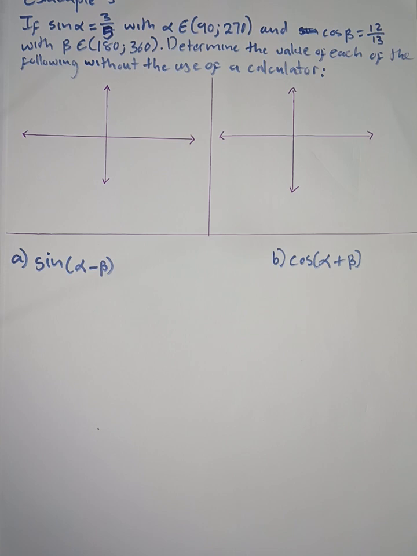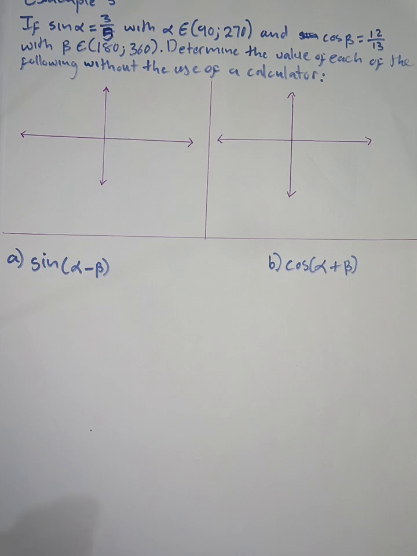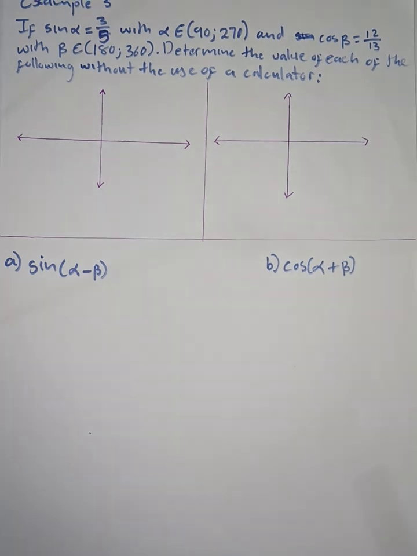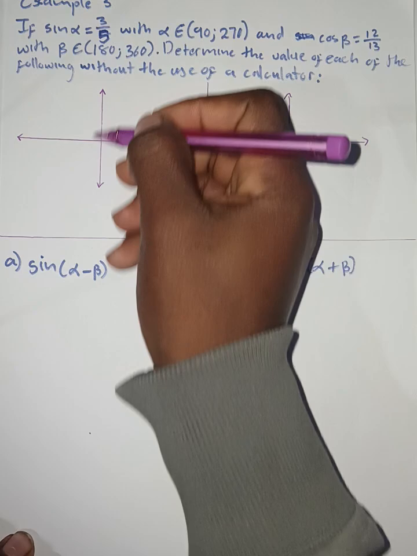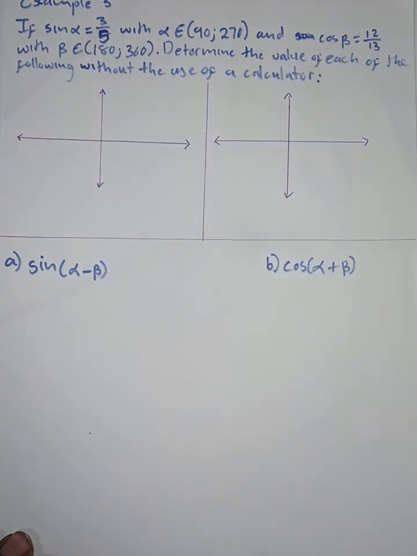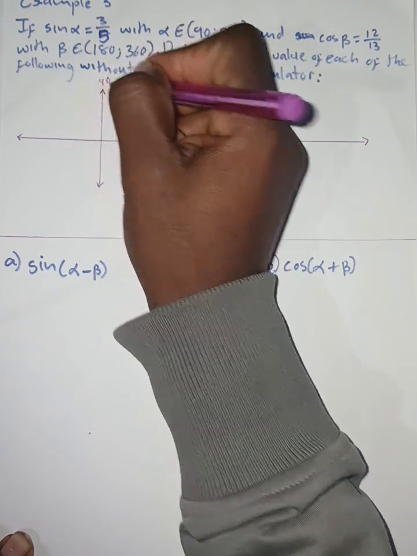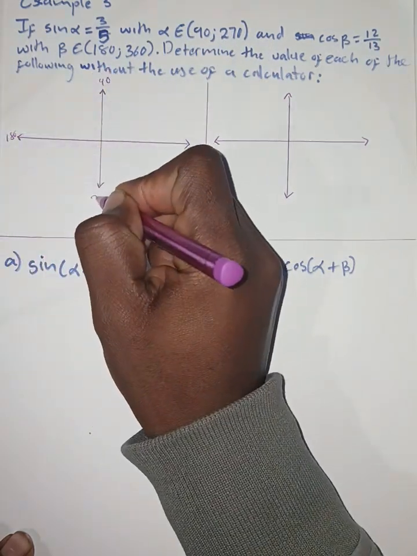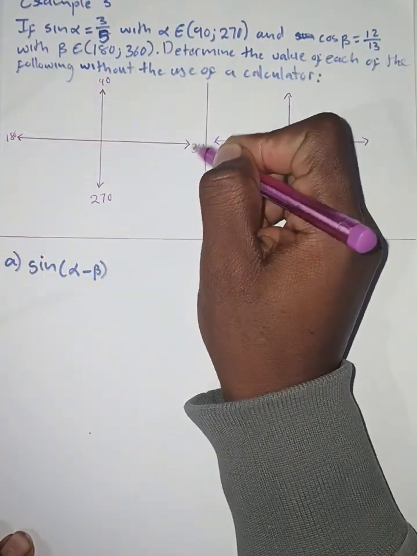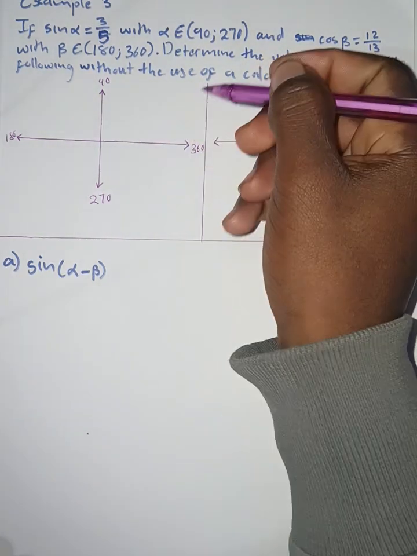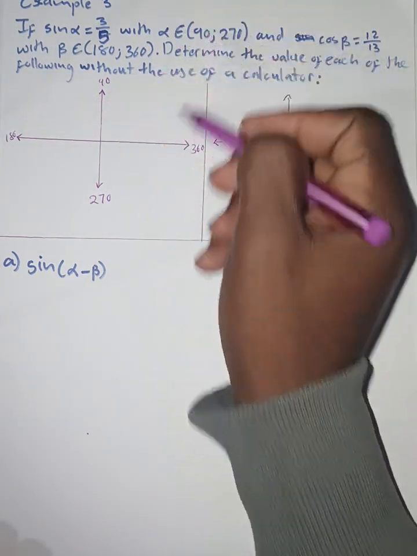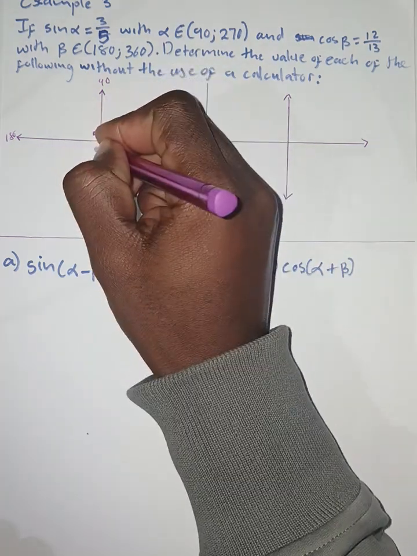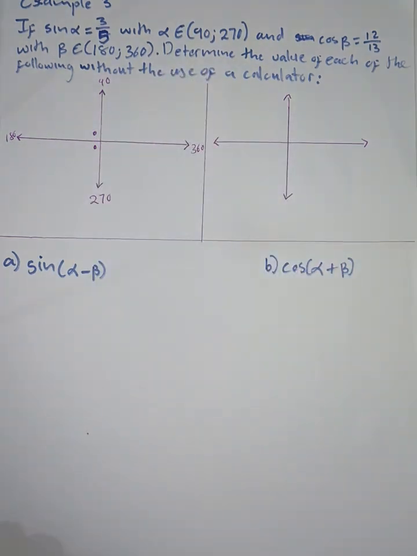Now they say that if sine of alpha is equal to 3 over 5, with alpha being an element between 90 and 270. I'm just going to use this first diagram here. This would be 90, this would be 180, this would be 270, and that's 360 or 0 there. Since alpha is between 90 and 270, it can either be in the second quadrant or in the third quadrant.